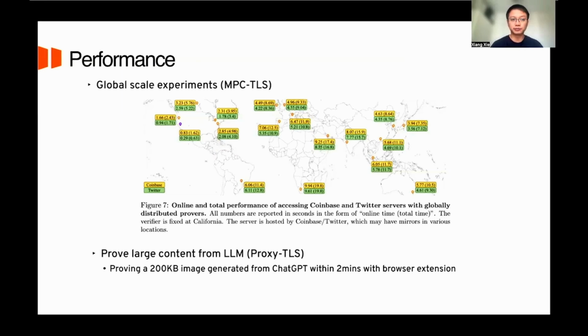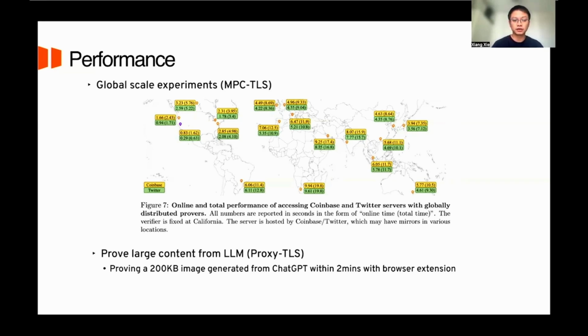And in our global DEM proof system, we conduct a series of global scale experiments. We deploy worldwide experiments in 18 areas in the world, and we test when the users want to prove their data from Coinbase and Twitter. All the numbers show that it is quite efficient, and there are no timeout issues when they connect to the data server.